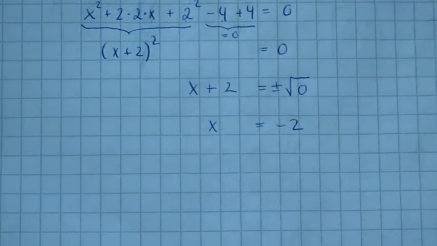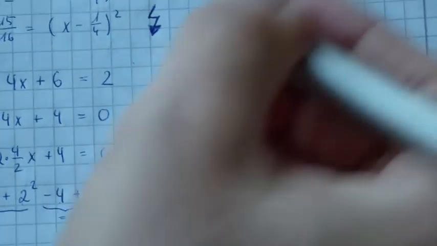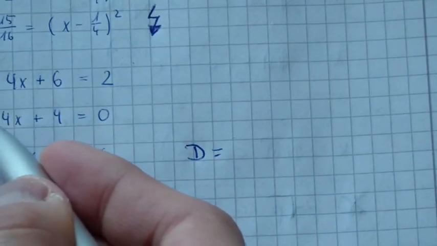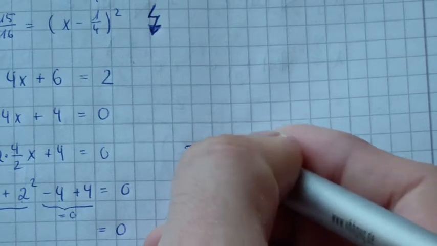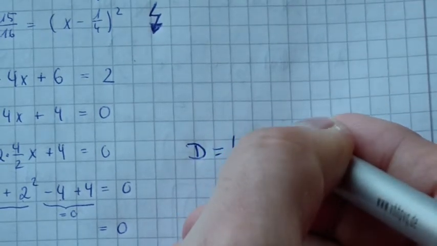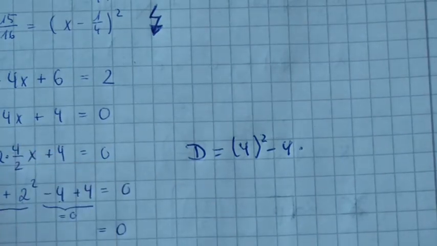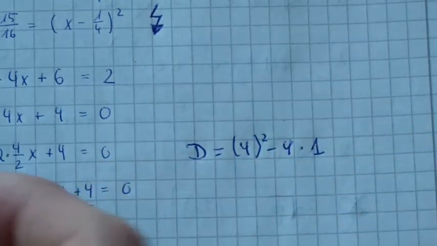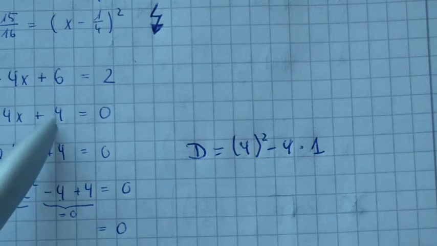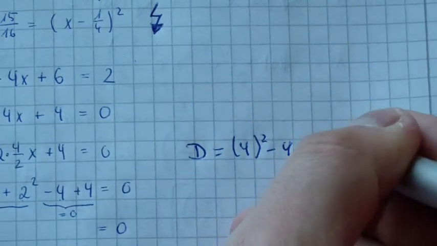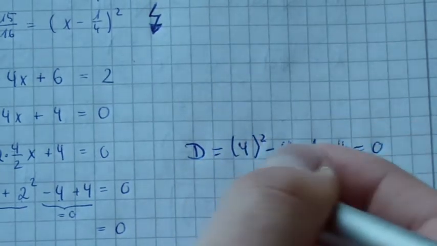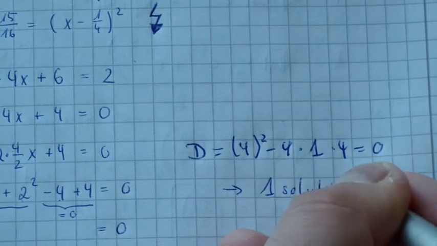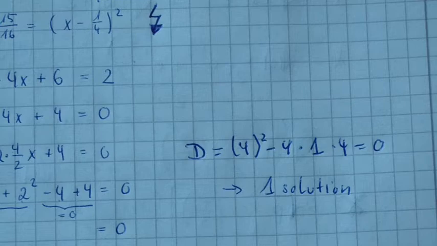So in this case, let's have a look at the determinant. The determinant is calculated by b squared, which is the linear part, squared. This is plus 4, so we have plus 4 squared minus 4 times the quadratic coefficient, but we have a normalized equation, so this is just 1. I'll write it down anyway. And we have the constant term, which is just 4. Now look what happens, you get 0, so this is actually really one solution. Okay, one solution.